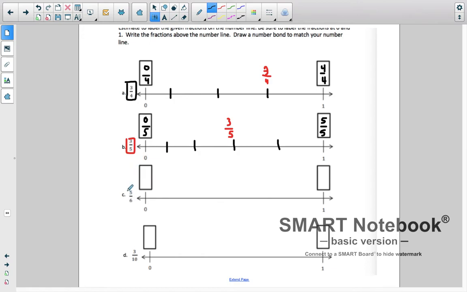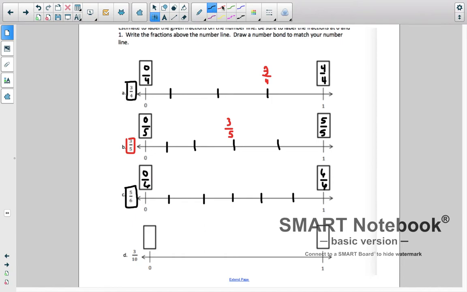All right, so next one is 5/6. Label my endpoints first, 0 and 1. So I know it's in sixths, so this is going to be 0/6. And 1 whole in sixths is 6/6. Now I can partition it. Remember, I'm going to count all the way until I get to 6/6. So 0/6, 1/6, 2/6, 3/6, 4/6, 5/6, and 6/6.